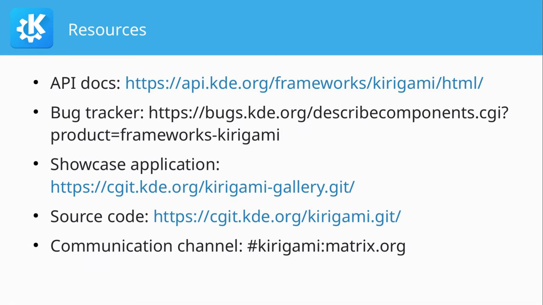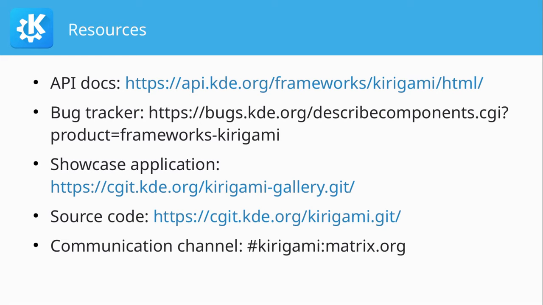So, now a few resources for working with Kirigami. First of all, there's the API documentation on api.kde.org. It's not particularly great, so any feedback on how to improve that is very welcome. Bugs are tracked on the KDE Bugzilla instance.